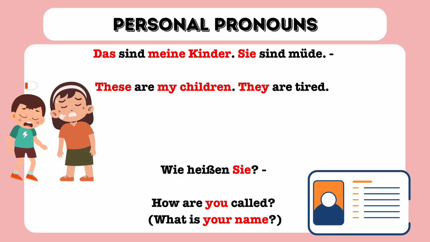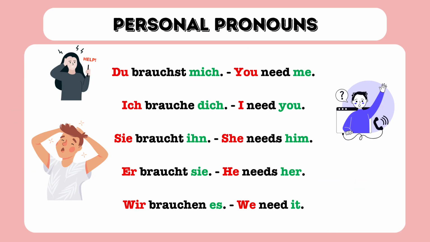This could be a singular person, or it could be multiple people to whom we are speaking. For the accusative case, I use the same basic sentence over and over again so that I can show you the juxtaposition of the nominative case and the accusative case. Du brauchst mich. You need me.